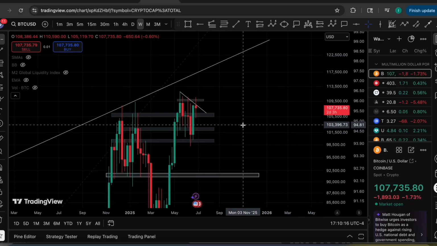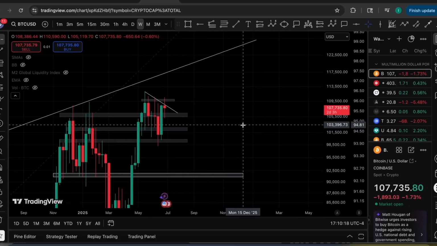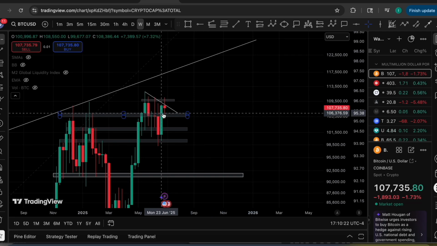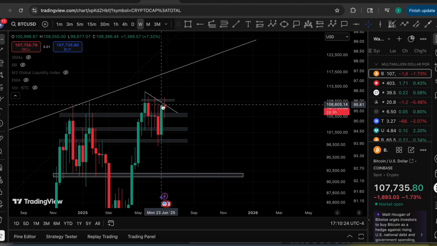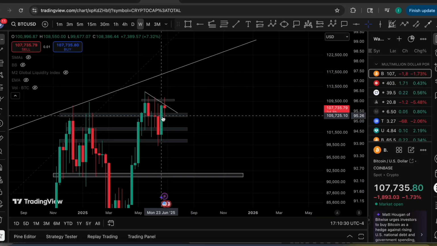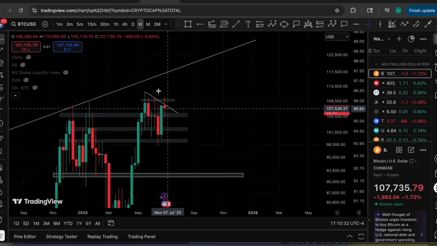We're here on the Bitcoin chart right now. We're currently sitting at 107,735. We had our weekly close above this key level of support. We had a pullback to around 105,077, and it looks like we're getting a bounce off of that level.